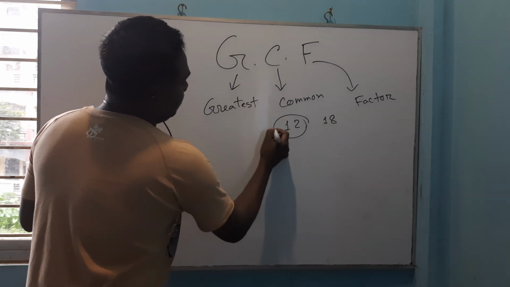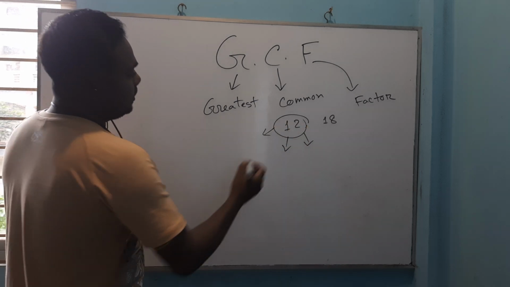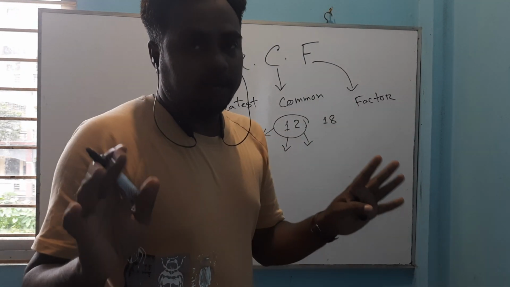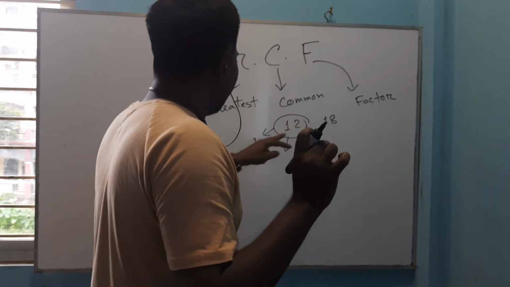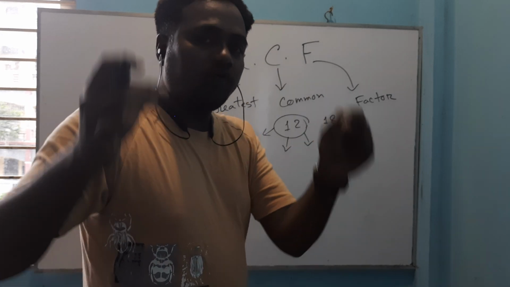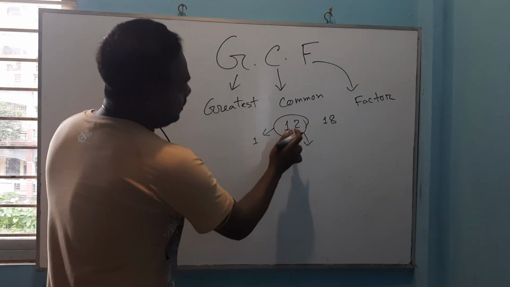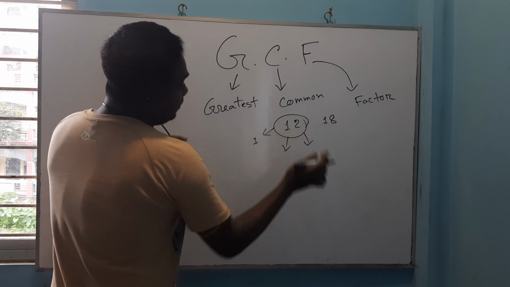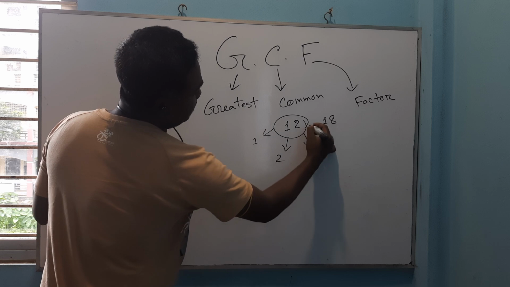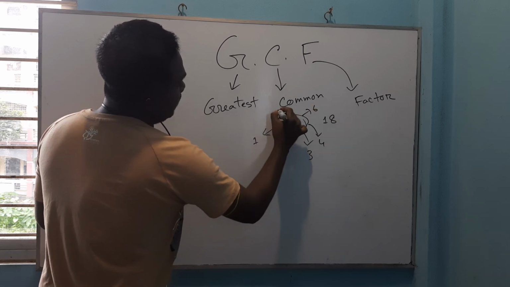At first you find the factors of these numbers. 1 is a common factor of any number. Now find the factors of 12: 1, 2, 3, 4, 6 and 12.